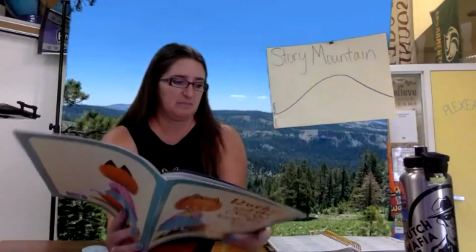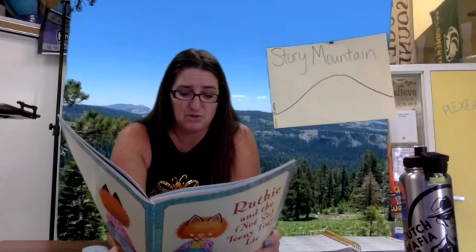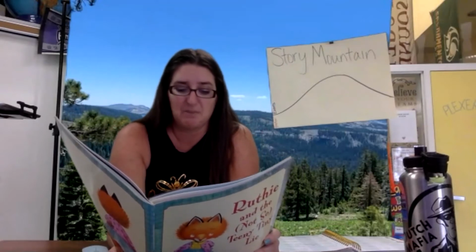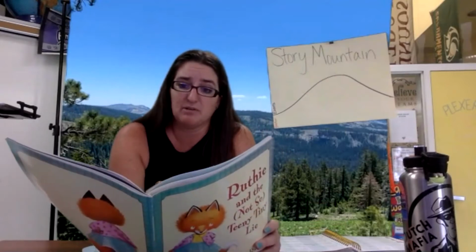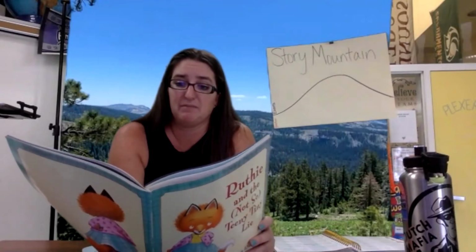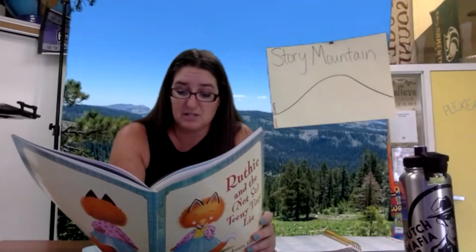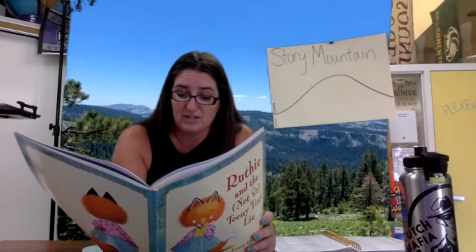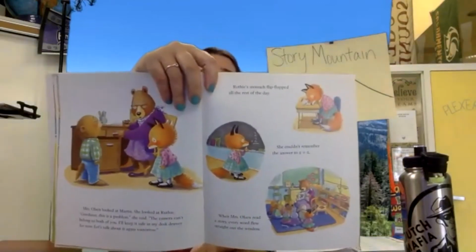Mrs. Olson looked at Martin. She looked at Ruthie. "Goodness, this is a problem," she said. "The camera can't belong to both of you. I'll keep it safe in my desk drawer for now. Let's talk about it again tomorrow." Ruthie's stomach flip-flopped all the rest of the day. She couldn't remember the answer to 2 + 2. When Mrs. Olson read the story, every word flew straight out the window.